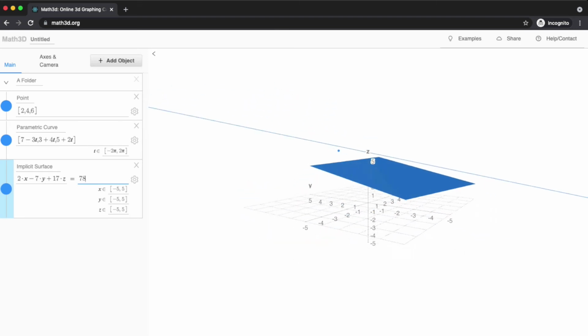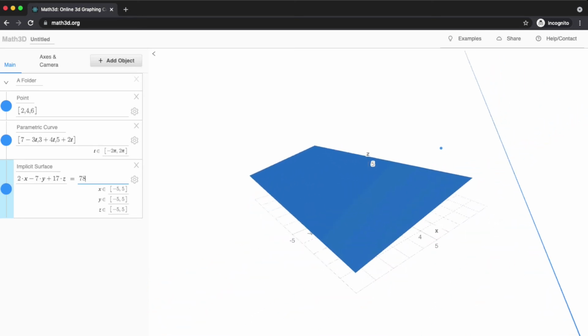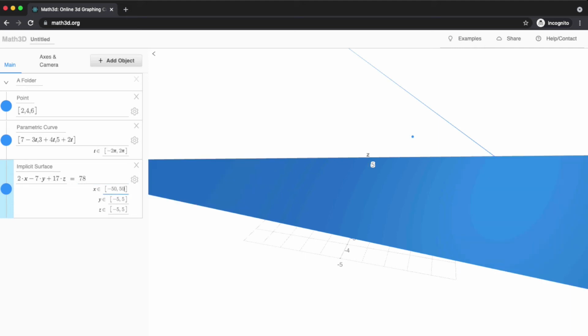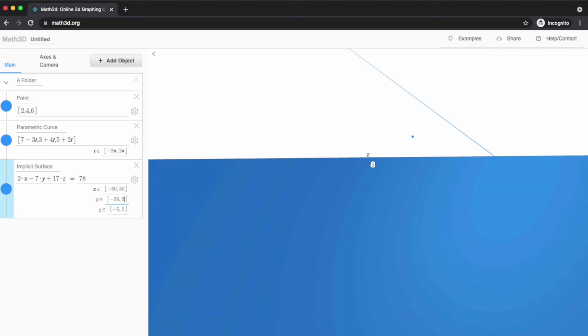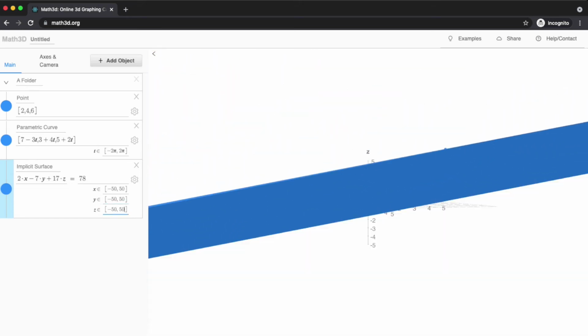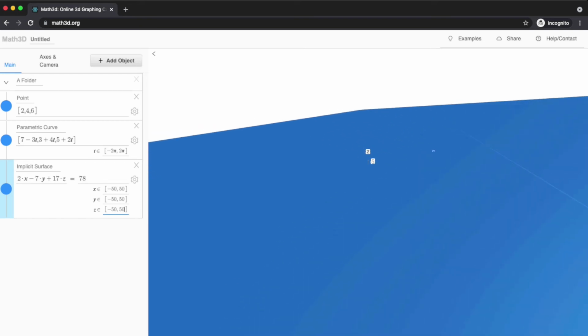And it looks like, oh, does it actually pass through the point and the line? Well, we need to extend it a little bit more. So maybe we'll bump these up. I'll just make them really big. So x goes from negative 50 to 50. Everything goes from negative 50 to 50. And so, yes, it is a plane that contains the point and the line.